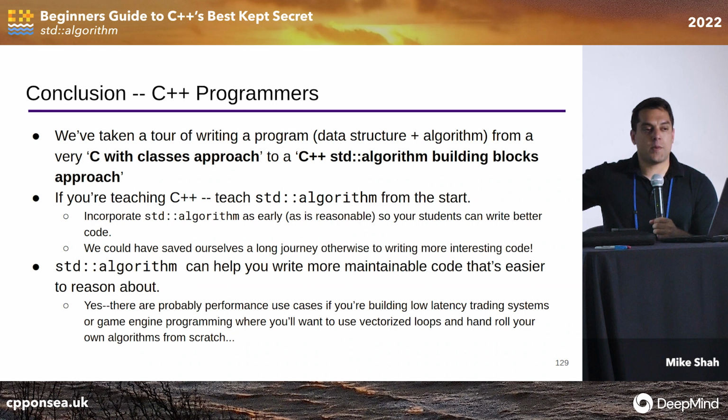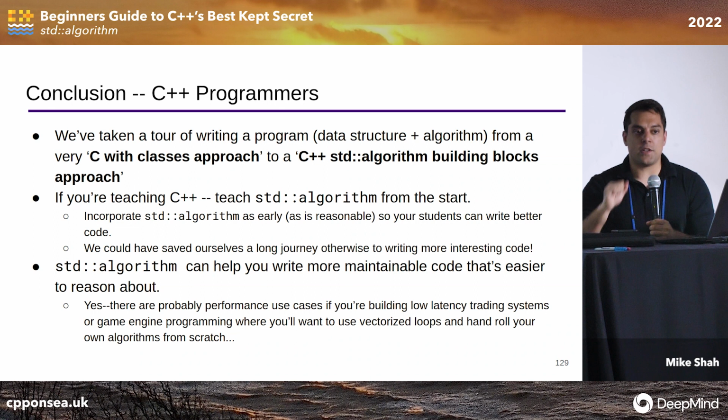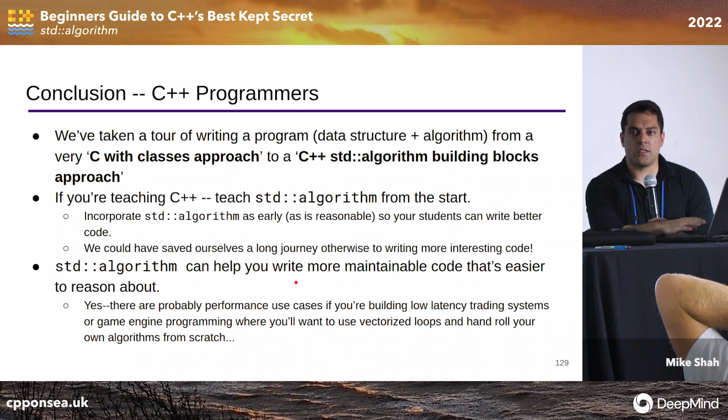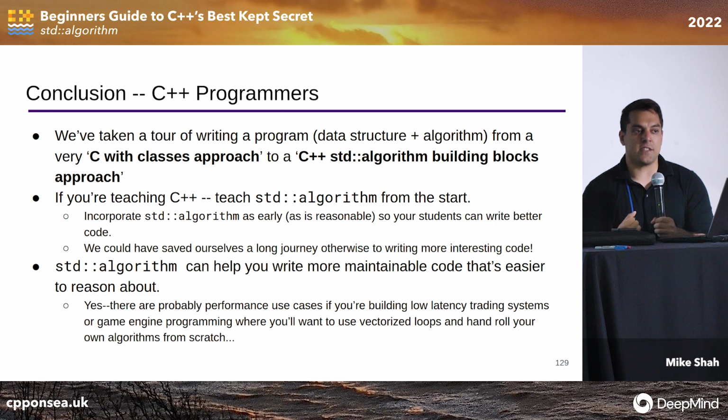Now, there are probably caveats. Somebody who does a lot of performance work, for example in game engine programming or low latency systems, may want to use only raw loops and whatever the cheapest, fastest thing is, taking as many shortcuts as possible to make the code very easy for the compiler to vectorize, using SIMD instructions or these types of things. But algorithms also have internal knowledge of data structures, and they can optimize as well. So it's not always clear cut which is faster. We have to measure.